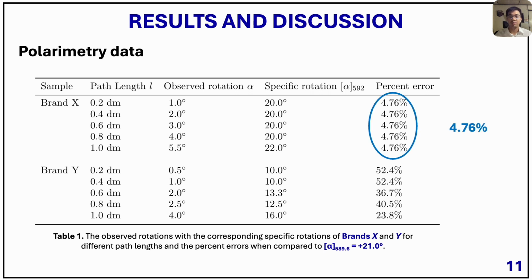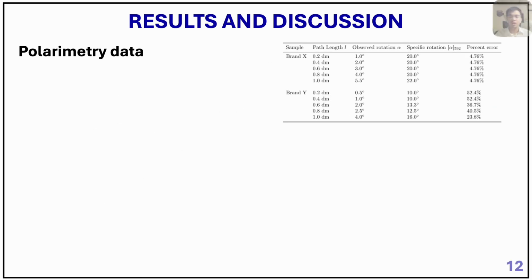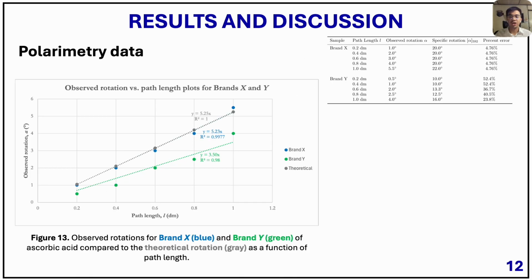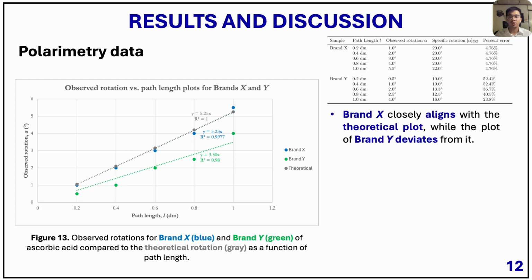From the measurements, for band X, the percentage error is relatively low, averaging 4.76%. Conversely, for band Y, the percentage errors range from 23.8% to 52.4%, with an average error value of 41.2%. Here's a scatter plot of the observation versus path length for bands X and Y. The plot of band Y deviates noticeably, which can be attributed to some impurities.